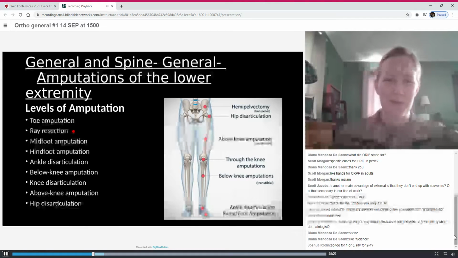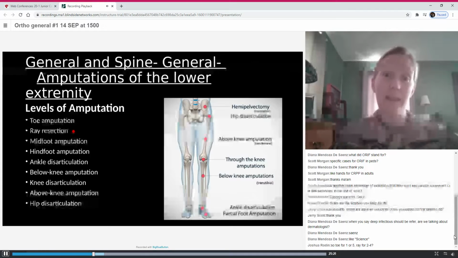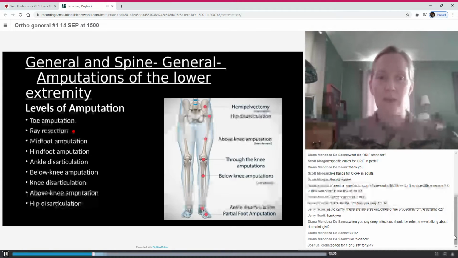Most people skip that part. So I can use a toe amputation on 1 or 5 and raise through 2 or 4. I accept that, Rodin.